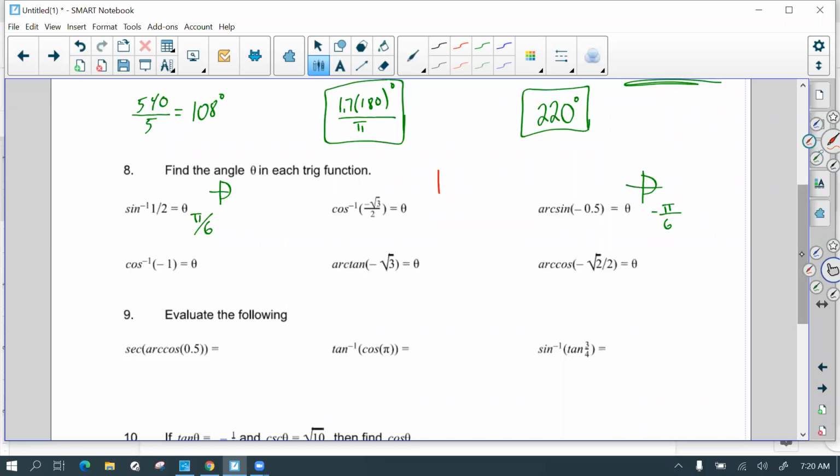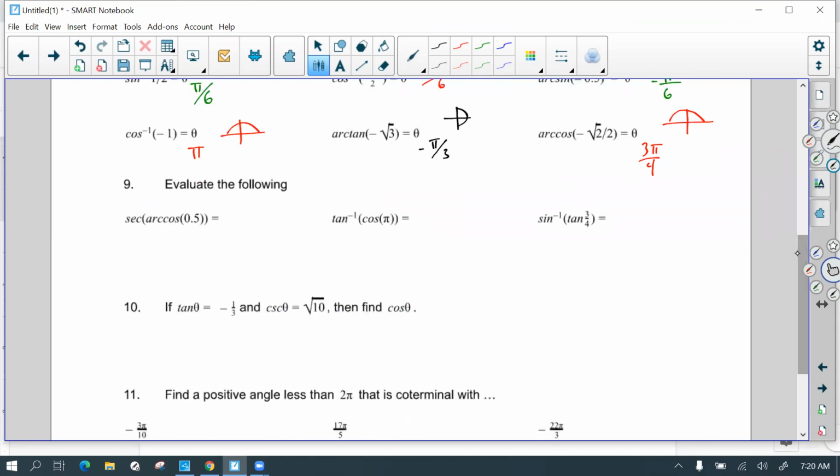For cosine, the range is from 0 to pi. So in that range, what angle has a cosine of -√3/2? That is 5 pi over 6. And here's another cosine. Again, the range is from 0 to pi. And 3 pi over 4 is an angle that has a cosine of -√2/2. And finally, there's another cosine here. This is pi. And finally, tangent has the same range that sine does. And this would be negative pi over 3.